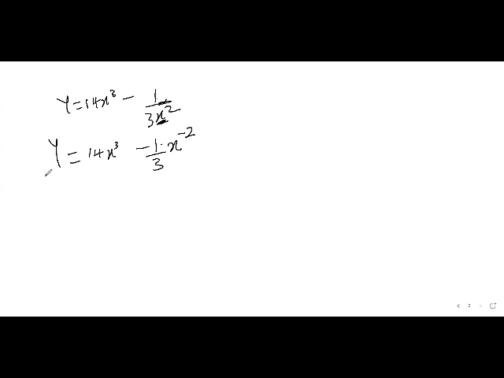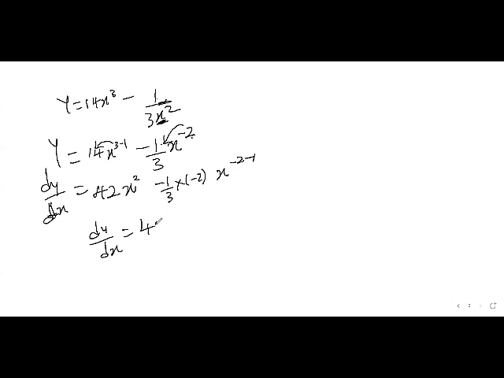So basically, we want to find dy over dx. How do we find dy over dx? Based on our last video, this power will come down to multiply this guy. 14 times 3, that's 42, if I'm not mistaken. Yes, 42. Then we subtract 1 from this power, that becomes x squared. Then minus 2 will come down to multiply this guy. We have minus 3 times minus 2. Then don't forget that we are going to subtract 1 from the power. So our dy over dx is equal to 42x squared plus 2 over 3 x to the power minus 3.